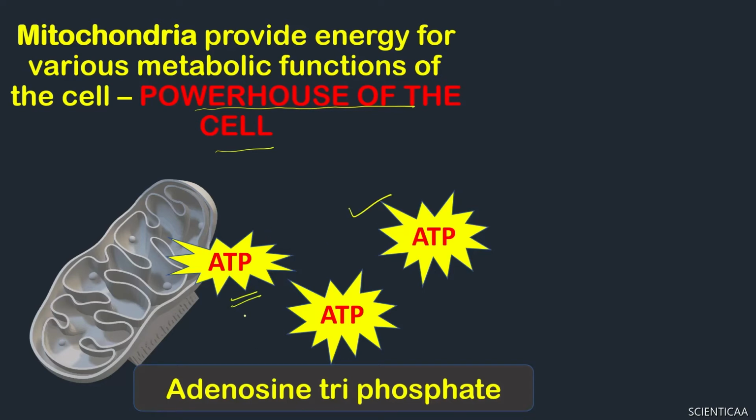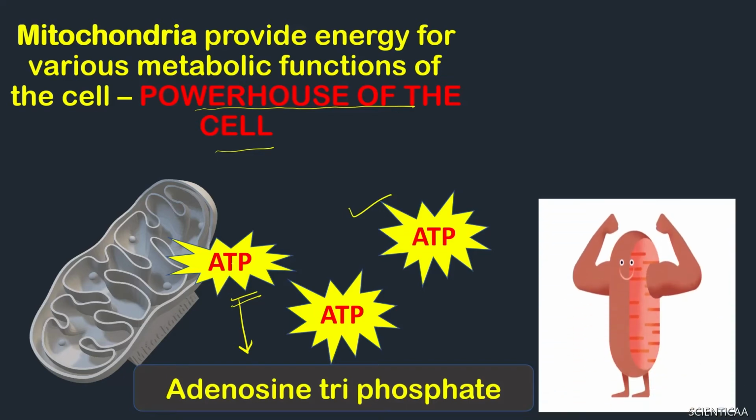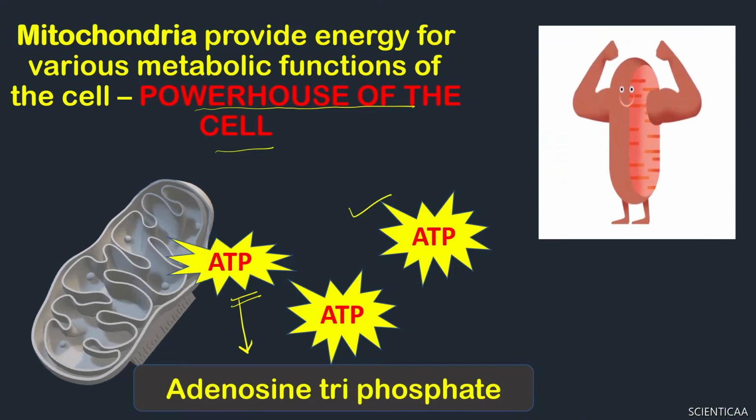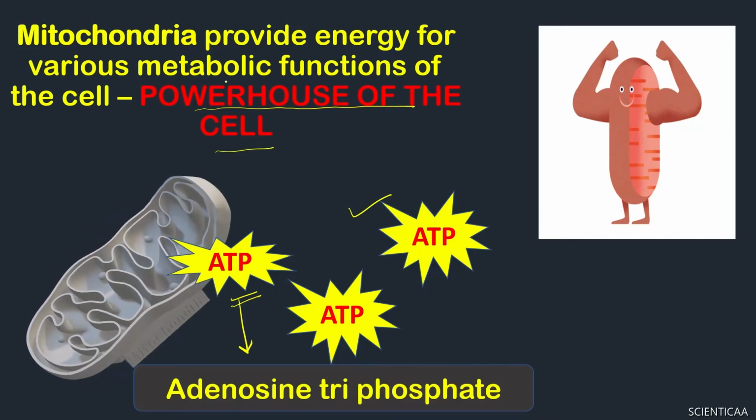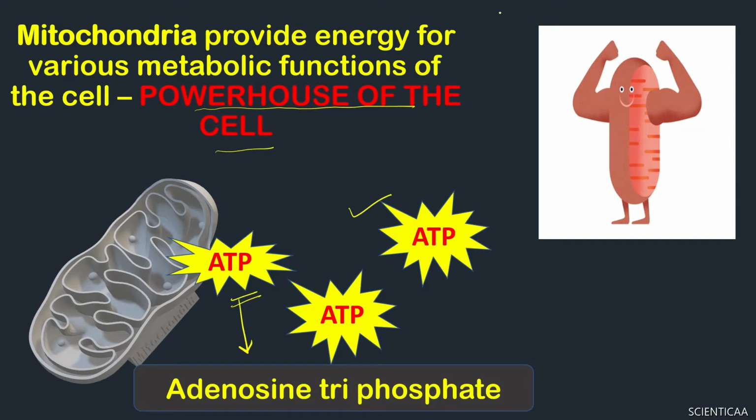Now, what is this ATP? ATP is adenosine triphosphate, and this is a form of energy which is being supplied by mitochondria to the cells so that the cell can perform various functions like metabolism inside them. So various metabolic activities inside the cell are being fulfilled by the ATP or the energy which is supplied in the form of ATP to these cells.